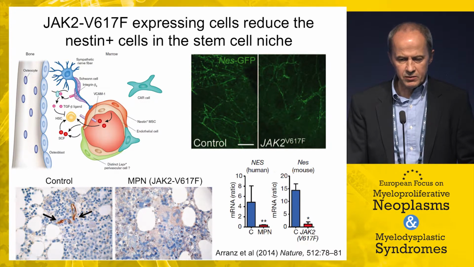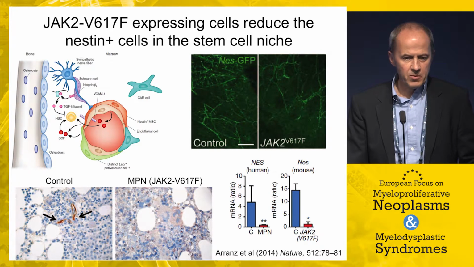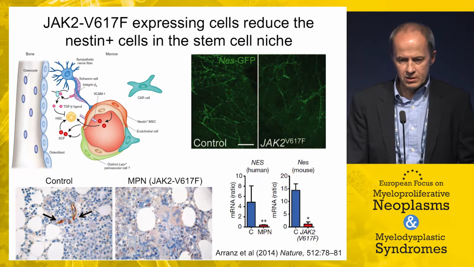The mechanism of this is due to damage that the mutant cells exert on this connection here. So the mechanism has been worked out partially by Simon, and essentially it's probably IL-1 beta and other cytokines produced by the mutant cells that destroy these nerve endings and lead to the destruction of these nestin positive cells.